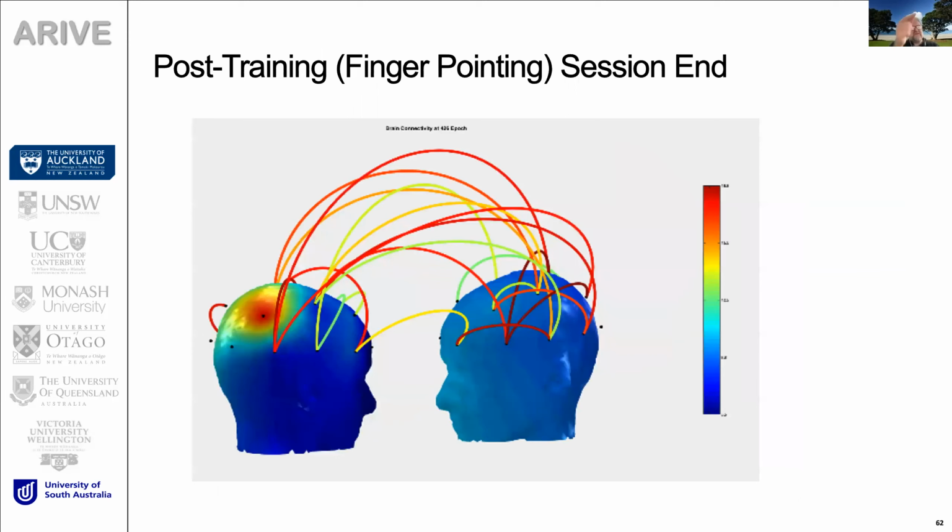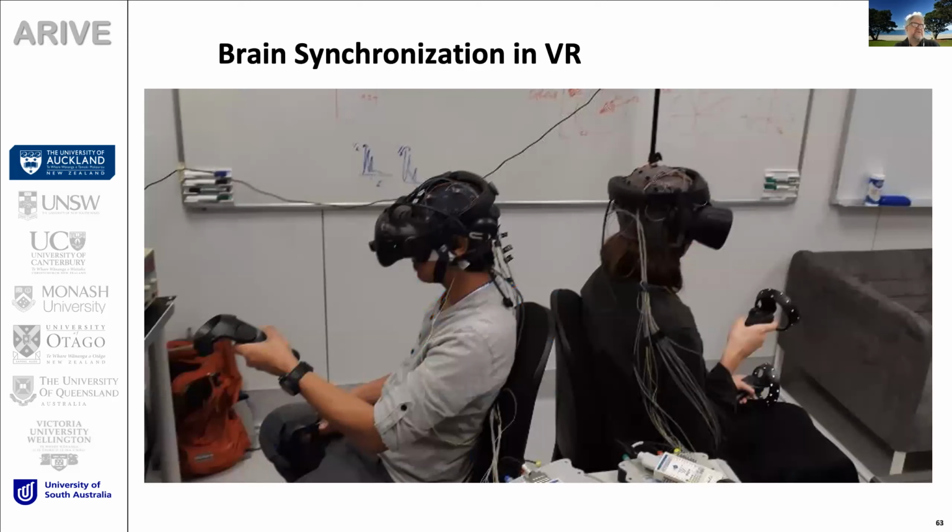So these arcs here show the electrodes which are in sync with each other. So you can see between those two people, there's a fair degree of brain synchronization. So that's been done in the real world, but nobody's done that before inside VR. So we decided we'll have a try in VR. So here's our VR setup.